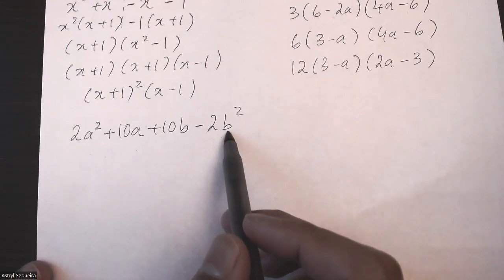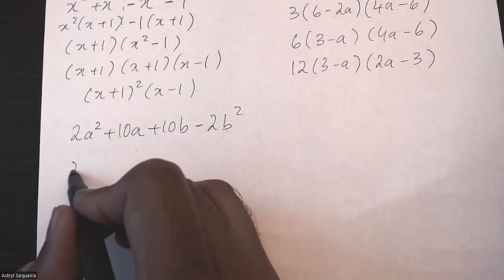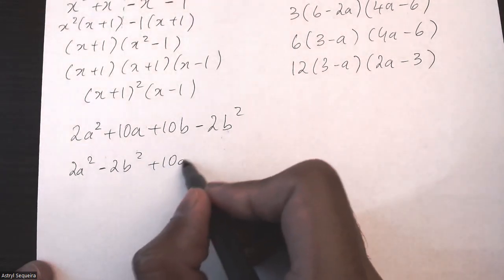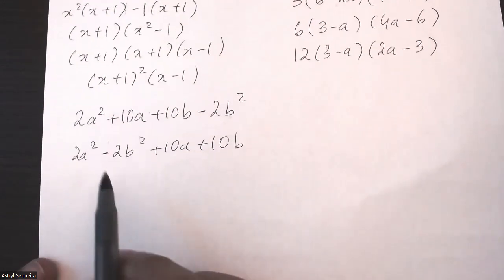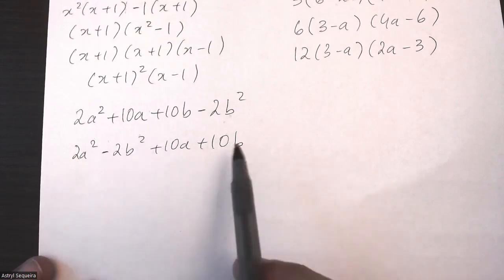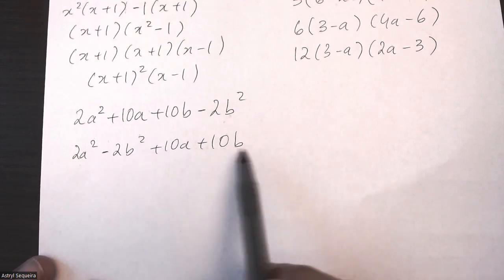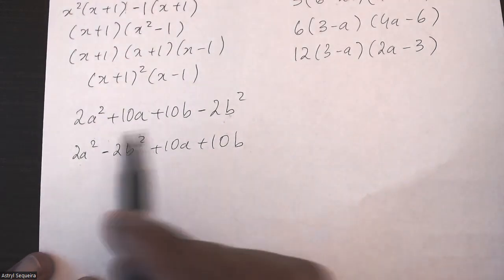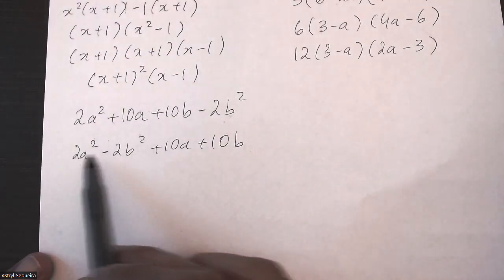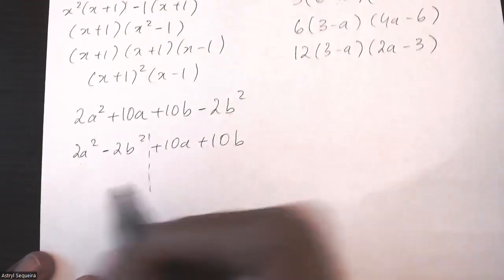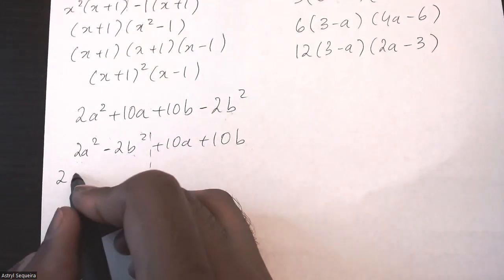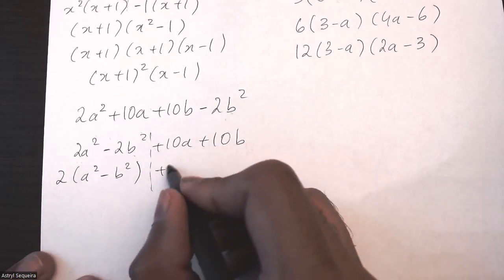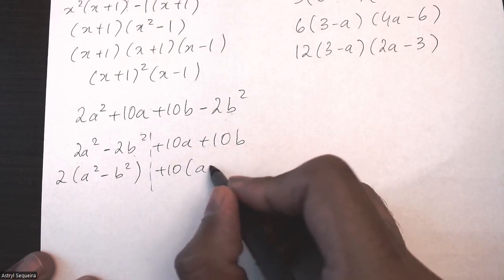Well, I'm going to move this term over here. And now if I look at this, it might be easier to factor by grouping because I have AB and then AB. So that's another possibility for the order that we haven't seen before. I'm going to factor out a 2 over here. And I'm left with a squared minus b squared. Over here, I'm going to factor out a 10, and I'm left with a plus b.